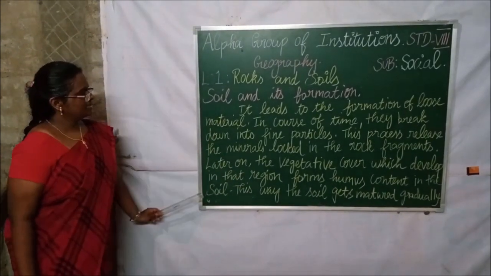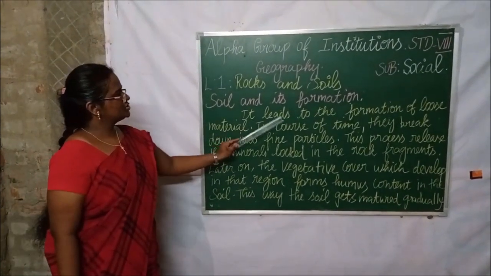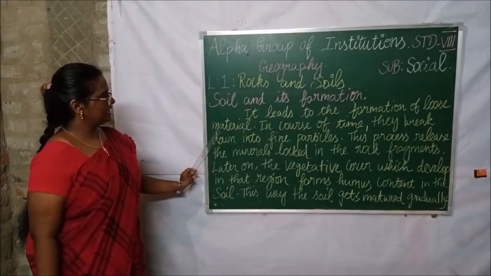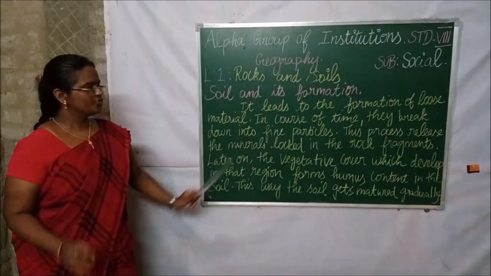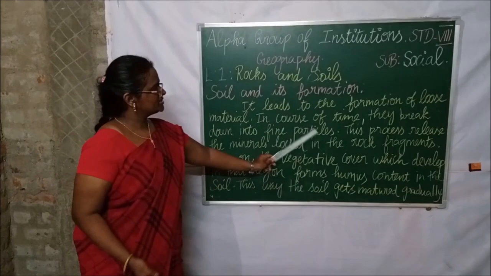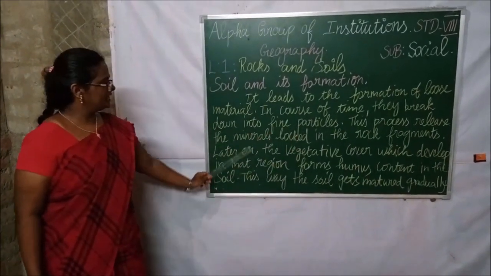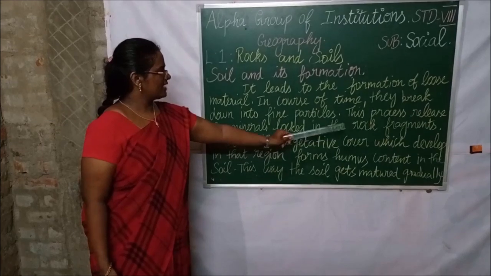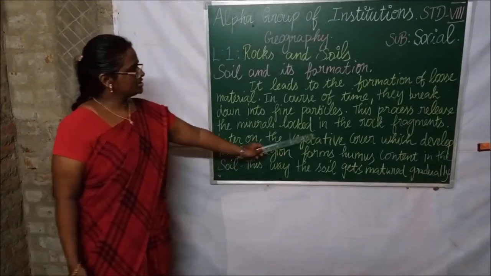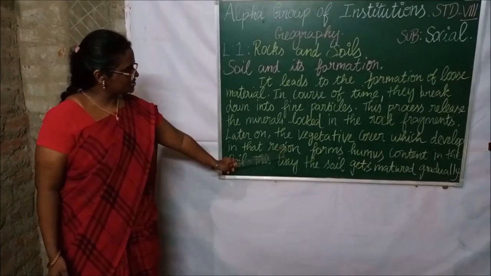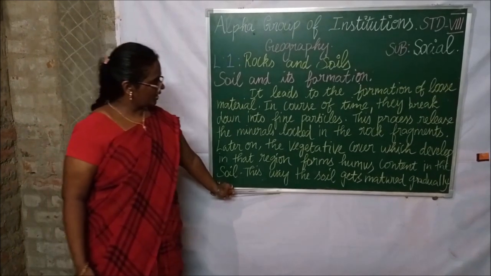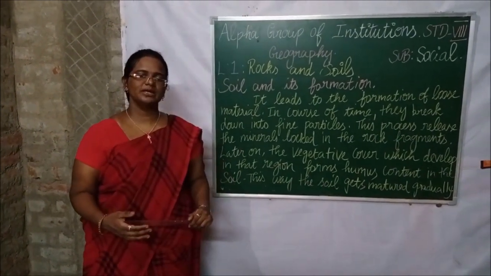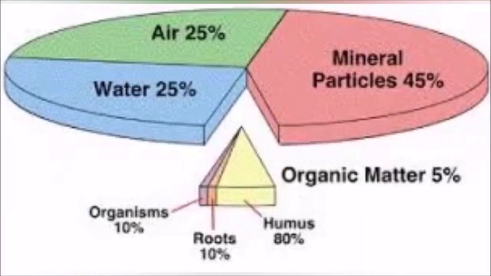Now, let me explain this paragraph. It leads to the formation of loose material. After that, in the course of time, they break down into fine particles. After that, this process releases the minerals locked in the soil fragments. Later on, the vegetative cover which developed in that region forms humus content in the soil. So this way the soil gets matured gradually. Gradually means slowly.